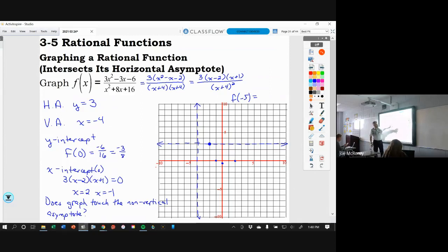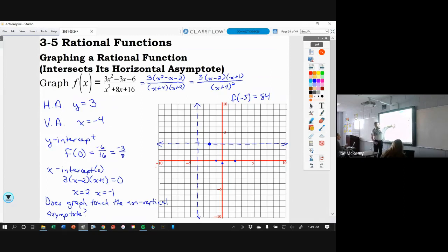Go to your table and tell me what f of negative 5 is. I got 84. Okay, so here's what we know. We know that this graph at negative 5 is way up there at 84, which tells us this graph is going to be trapped in this section. Does that make sense? Because it can't go below that, and it can't go past that. So we can't plot negative 5.